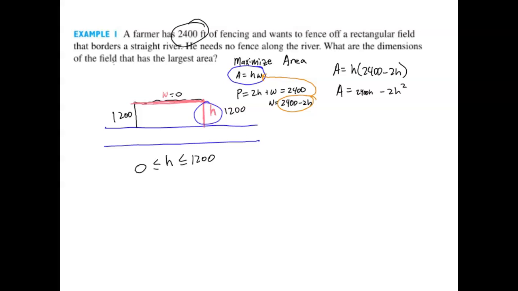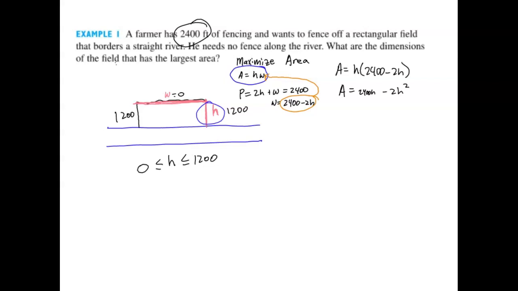Now, we know that absolute maximums and minimums can occur either at critical values or at the endpoints, right? Is either of these endpoints going to maximize the area? What's the area going to be at both of these endpoints? 0, because both of them are going to give us a degenerate rectangle, right? Which has no area, because the sides fall right on top of each other. All right. So the maximum is going to occur at a critical value. So let's find the critical value. Let's take the derivative. So A prime is just going to be what? 2400 minus 4h.